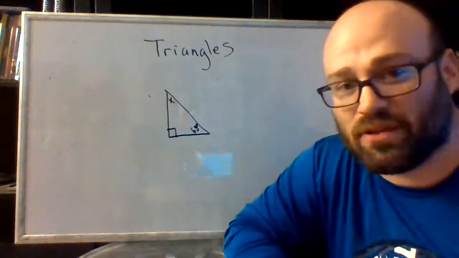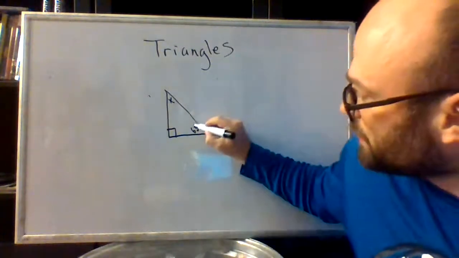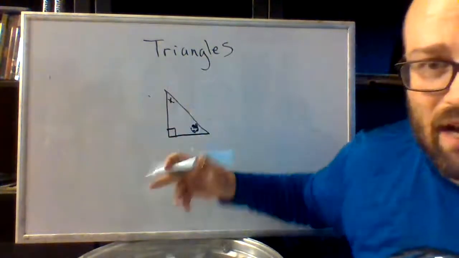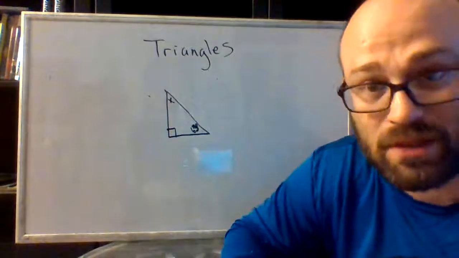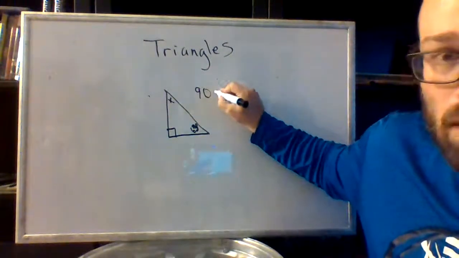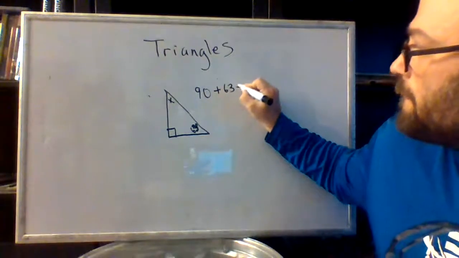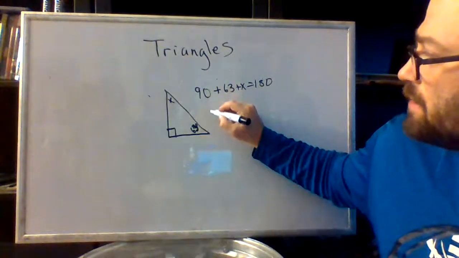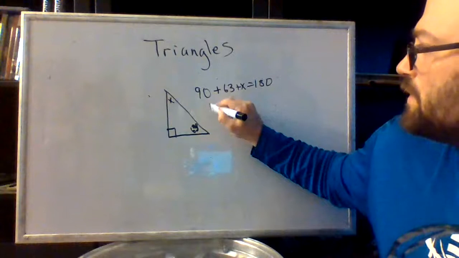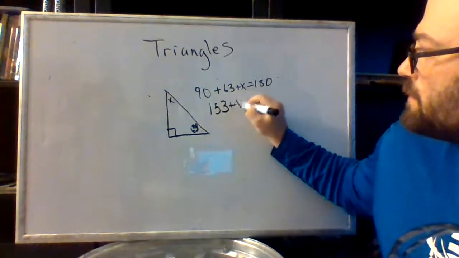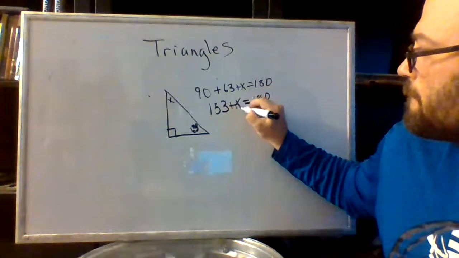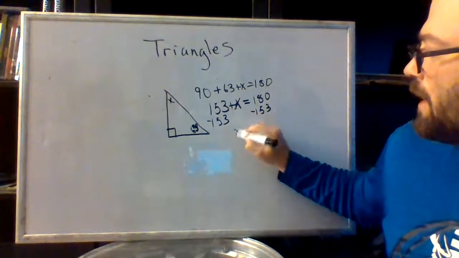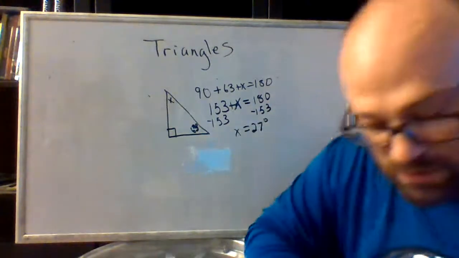So sometimes they might not give you exactly everything. So this is 63 and 90 degrees, X. They are giving you an angle measure, and you should know that that's 90 degrees. So we add that together, we get 90 plus 63 plus X equals 180 degrees. We combine like terms, and we got 153 plus X equals 180. So we subtract 153 from 180. X equals 27 degrees. So there's what we have there.